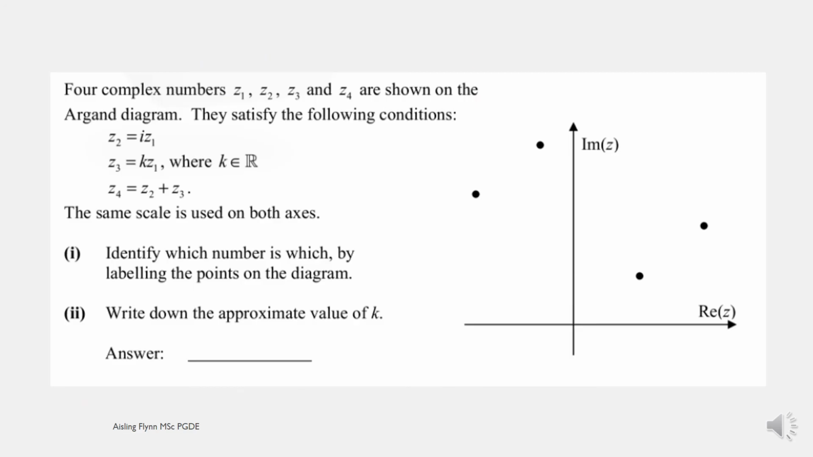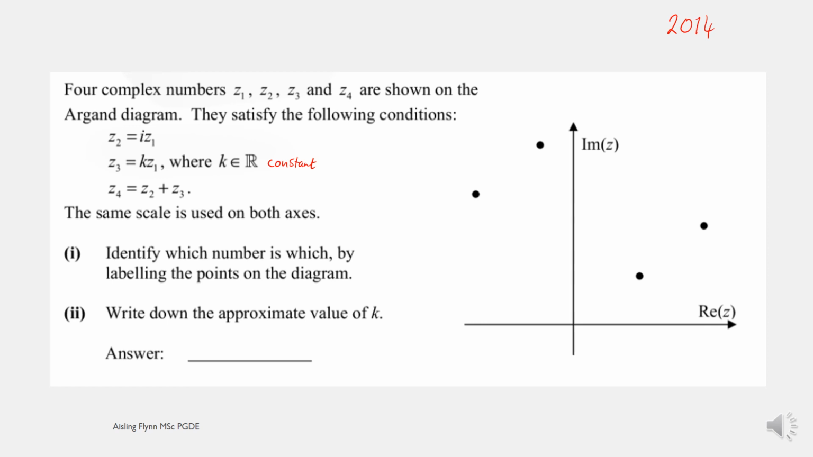Now, this is an exam paper question. It comes from the 2014 paper 1 for higher level. And this is where we use a bit of detective work. We have 4 complex numbers, z1, z2, z3 and z4, shown in the Argand diagram, and they satisfy the following conditions. This is the information we're given. z2 is i z1. z3 is k z1, where k is an element of R, so that's multiplying by a constant. And z4 equals z2 plus z3. The same scale is used on both axes. Identify which number is which by labeling the points on the diagram. So a bit of detective work.